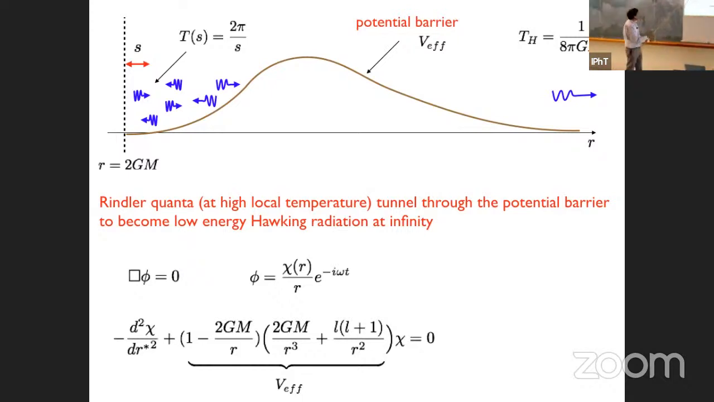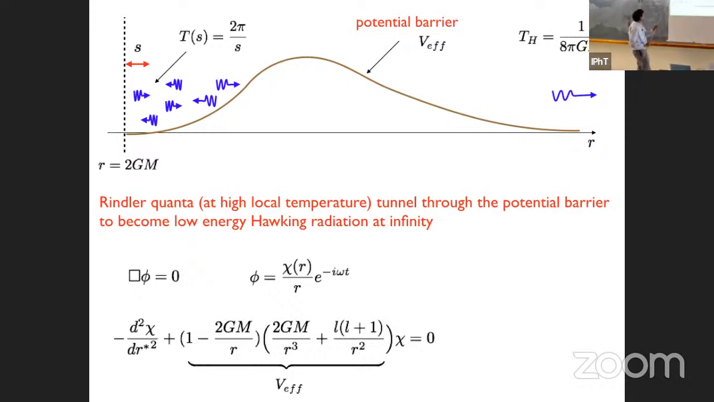We are supposed to solve the equation box phi equal to zero to get the modes to put in the field quantization. You can then solve this phi classically by putting it as chi over r, and then chi satisfies this differential equation with an effective potential, all very standard physics. And then this effective potential is what I have tried to sketch here.